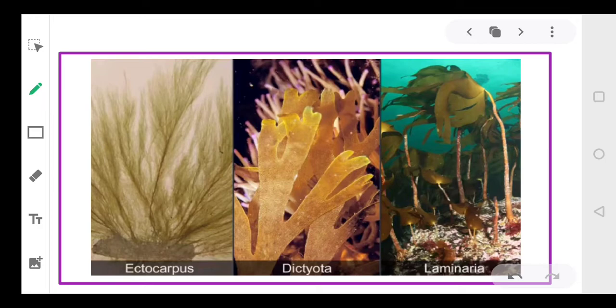Now next comes Phaeophyceae. As the name suggests, it is called the brown algae. You can look at the pictures. I've given you pictures of some examples: Ectocarpus, Dictyota, Laminaria. They are examples of brown algae. As you can see, they are found in marine habitats, and they are mostly marine.